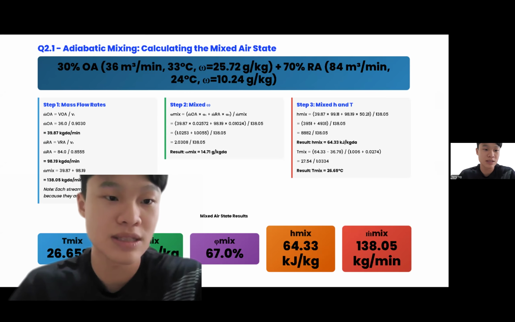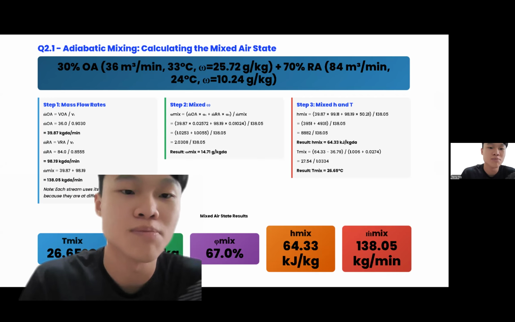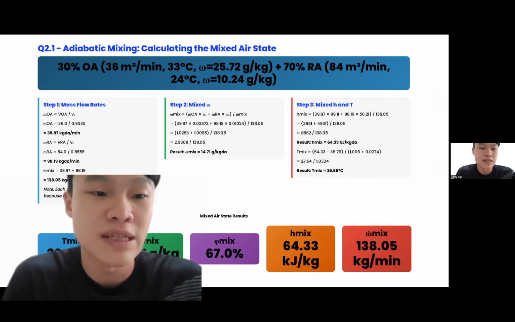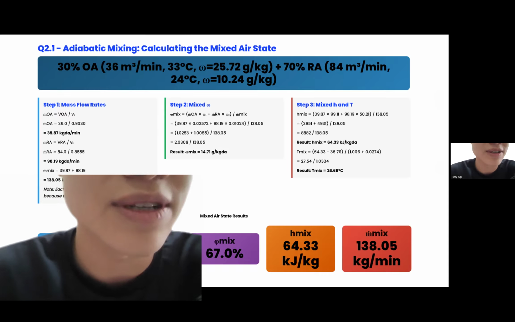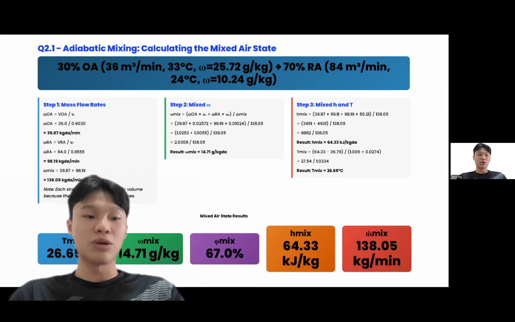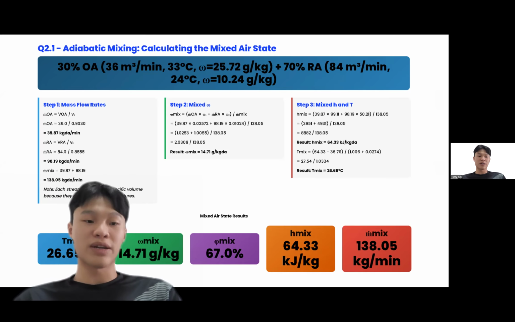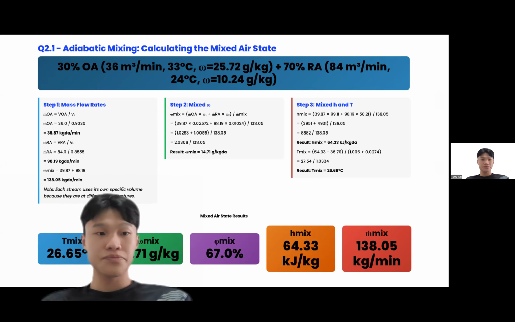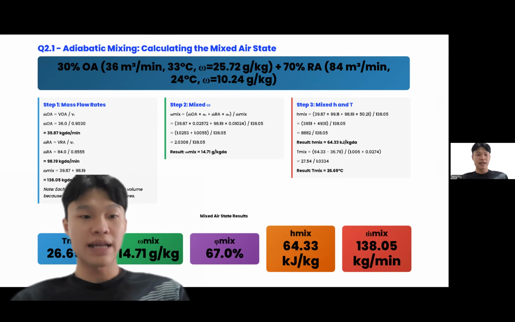This step is important: using separate specific volumes, not just proportioning the volume flows in the rigorous approach. Step 2 is mix specific humidity from the moisture mass balance. The numerator is 39.87 times 0.02572 plus 98.19 times 0.019024, giving 2.0308. Divided by 138.05, the result is omega mix of 14.71 grams per kilogram, much lower than the outdoor air of 25.72. Step 3 is mix enthalpy and temperature.